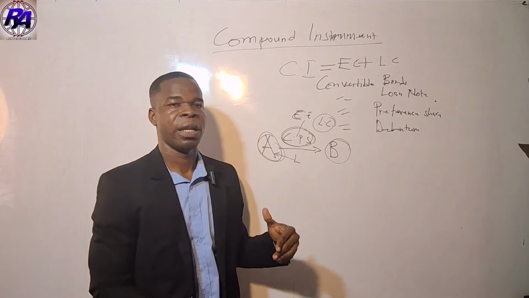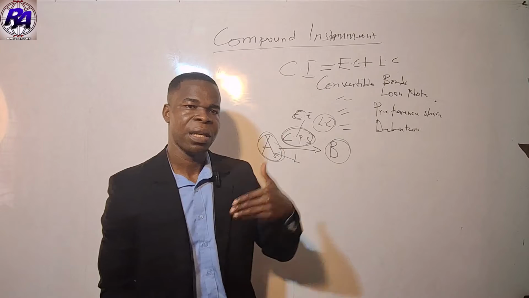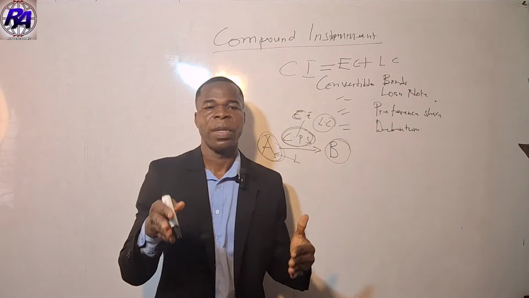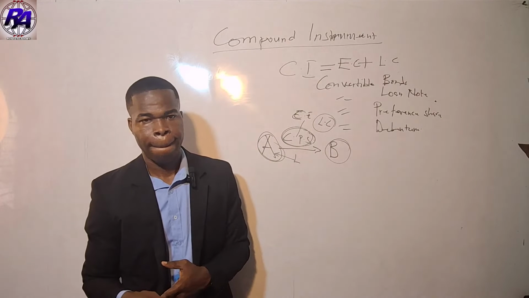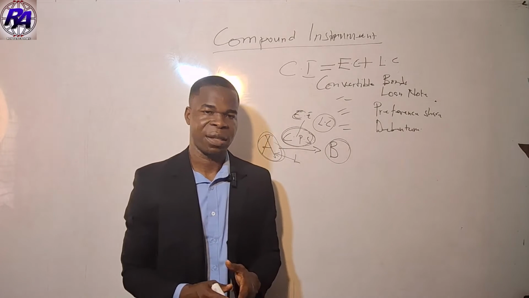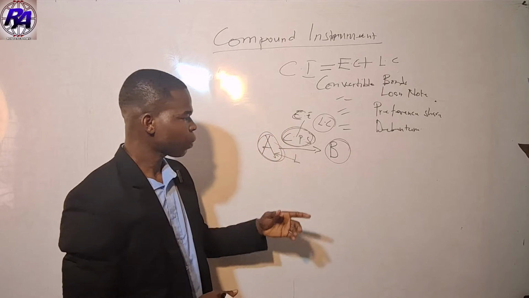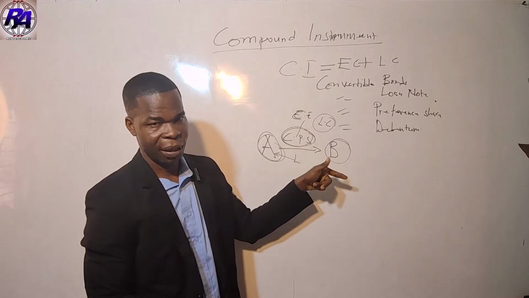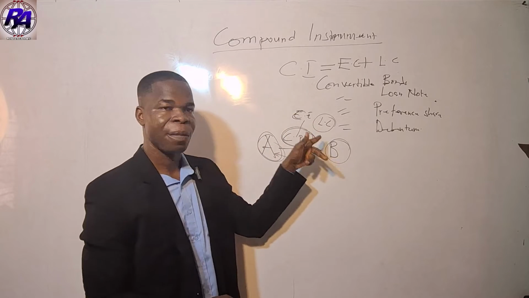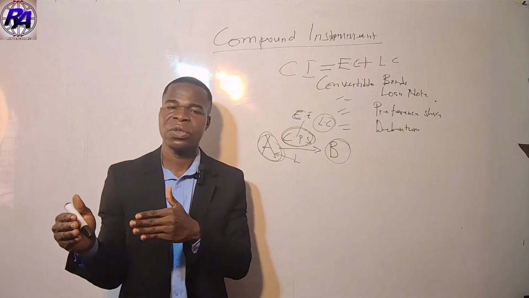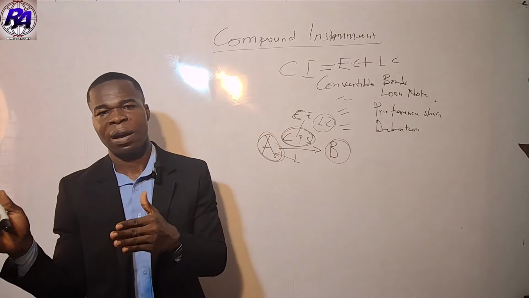The liability component can be converted into shares subsequently, either at the maturity date or before the maturity date. And we take a practical example to establish that understanding. So, compound instrument has equity component and liability component. And the liability component can be subsequently converted into what? Into a certain number of shares.